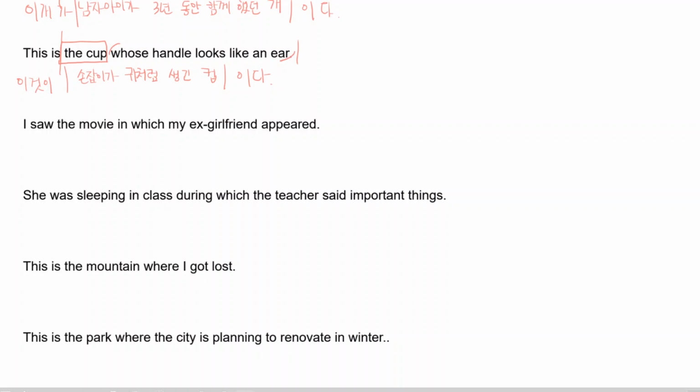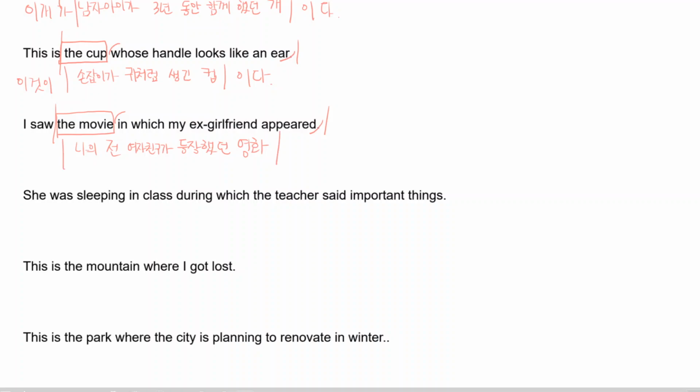Okay, I saw the movie in which my ex-girlfriend appeared. So here the movie gets in the box. Then from here to here goes into the parenthesis. So what does it mean? 나의 전 여자친구가 등장했던 영화. From here to here is here to here.